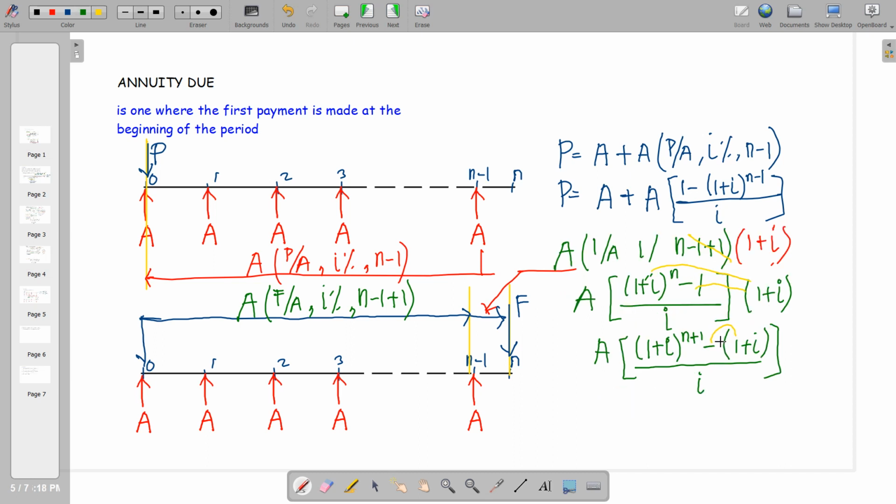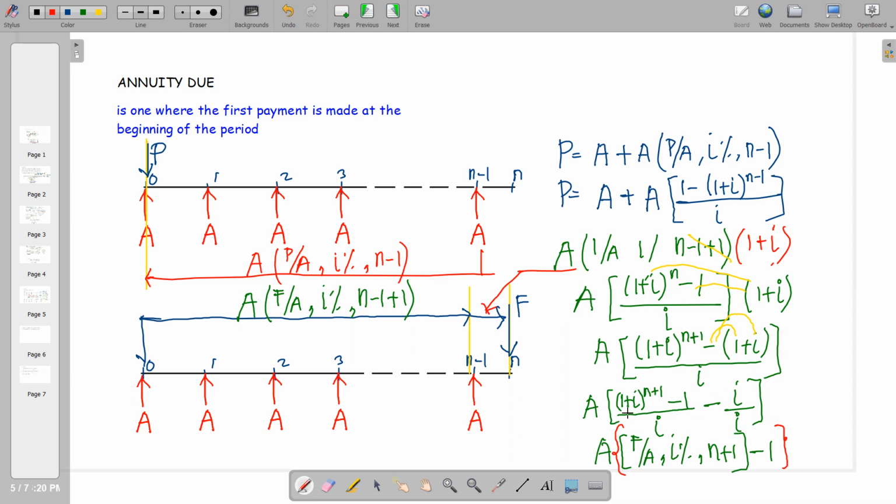Then we distribute this negative sign on the inside terms and then group it. So minus 1, so what remains is minus i, all over i. So it is found here now that this notation is equivalent to this: F given A, i percent, n + 1, minus 1, over i, and that is multiplied by A. That equates to the future worth of the annuity due.